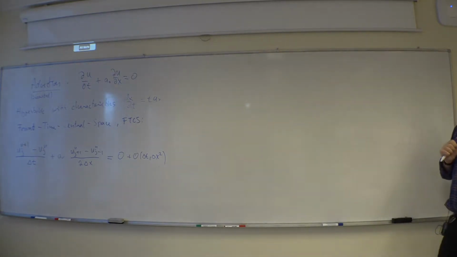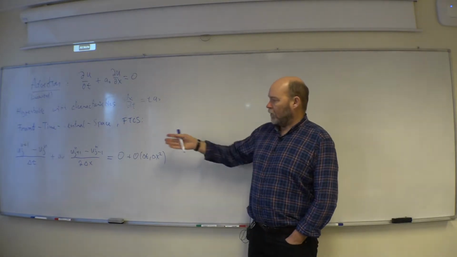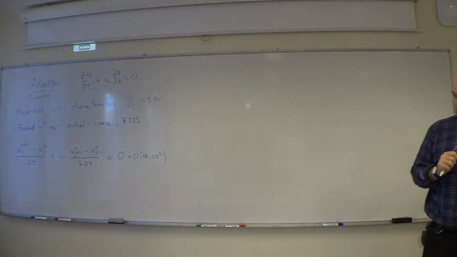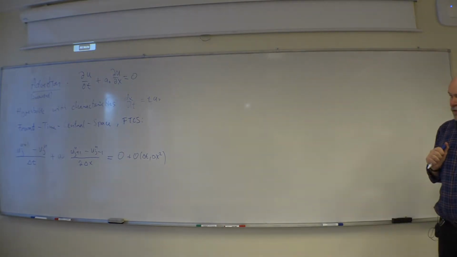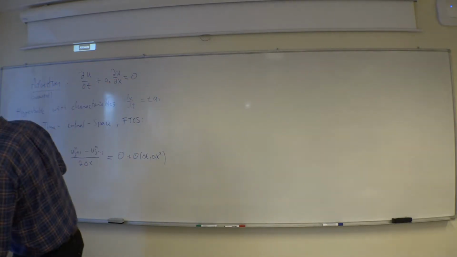FTCS schemes are typically where you start. Very easy to implement, to create, and to program. It's purely explicit, so you know everything at time level n. Very easy to obtain time level n plus 1. So no problem so far. We can rewrite it a little bit.